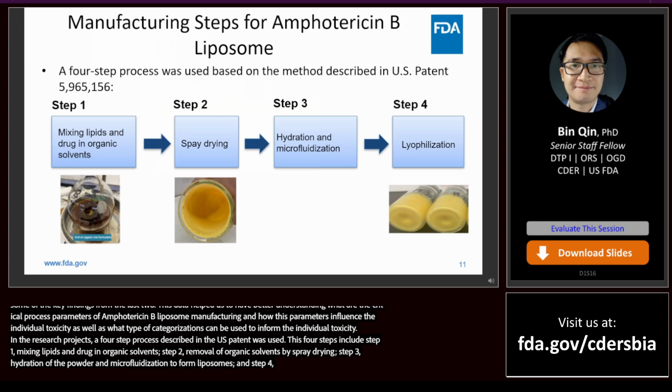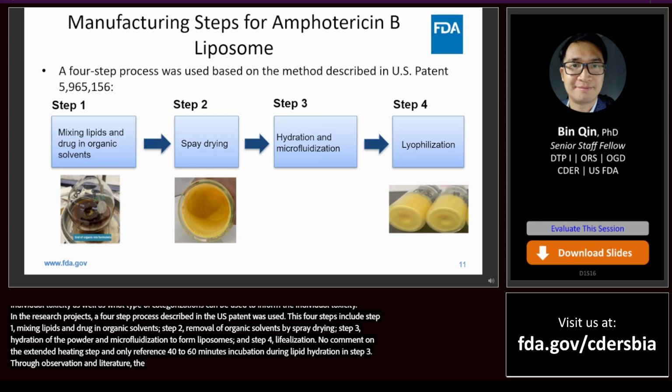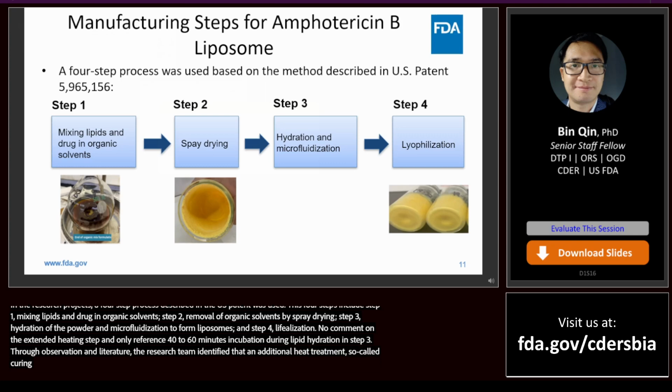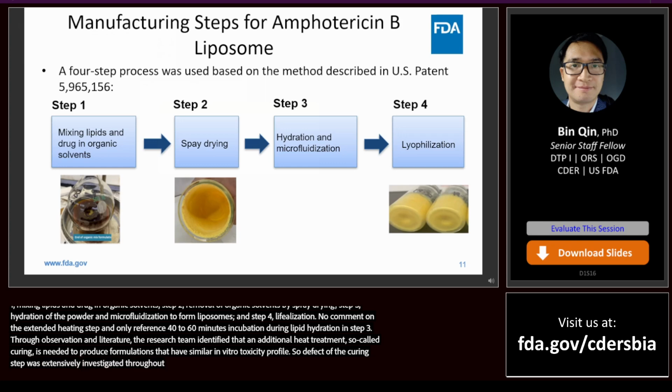The patent protocol has no comments on the extended heating step and only references a 40 to 60 minutes incubation at 65 degrees Celsius during lipid hydration in Step 3. Through accidental observation and literature survey, the research team identified that an additional heat treatment, so-called curing, is needed to produce formulations that have similar in vitro toxicity profile to Emulsions. So the effect of the curing step was extensively investigated throughout the projects.